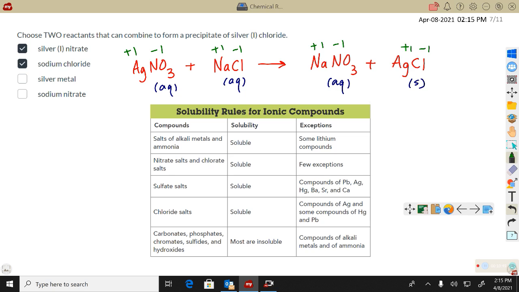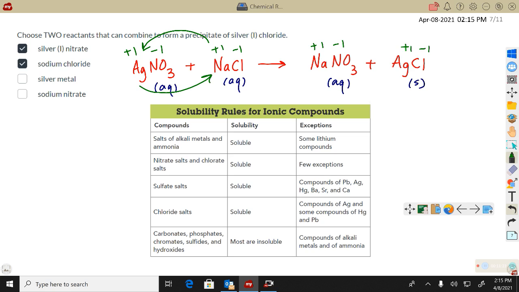I want to choose two reactants that can combine to form a precipitate of silver 1 chloride. And so here, if I think about it as a double replacement, look what happens if I mix silver 1 nitrate and sodium chloride. Oh, look at that. If I switch the like-charged ions, yeah, I would form a solution of sodium nitrate, which is fine. But then my other product is exactly what I want, silver chloride.